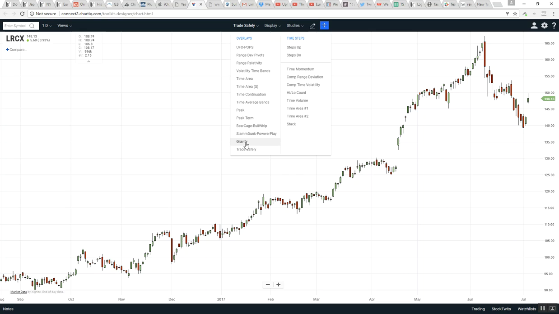Gravity is a distributional type study, and here's our Trade Safely system that basically combines a lot of these studies together. Time steps up and down tracks uptrends across time and downtrends across different time frames. And then we've got a bunch of other studies here. Now all these, the help files to these videos are in Slack.